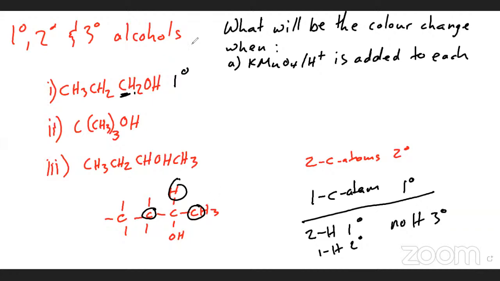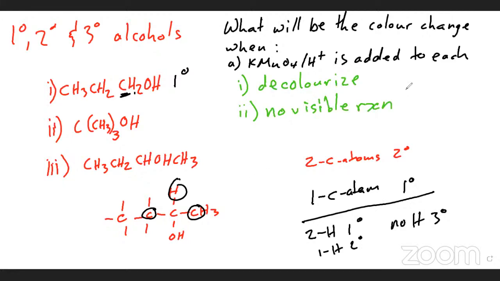So when we add KMnO4, compound 1 will decolorize it, right? Compound 2, no visible reaction, right? Because tertiary alcohols are not oxidized by KMnO4.